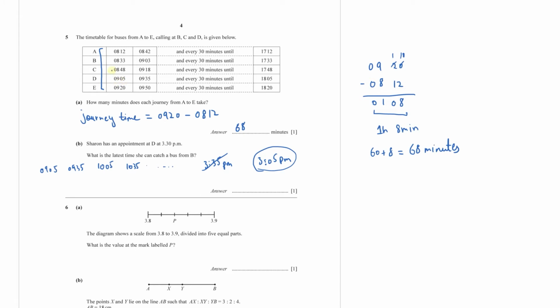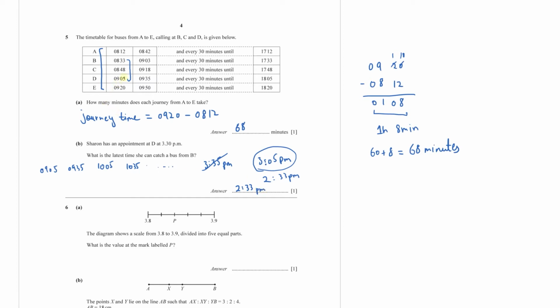at 9:05, it departed B at 8:33, right? So that means the one that's arriving at 3:05 will depart B at 1 hour minus, which is 2:33 p.m. So you can look at the pattern here that the bus that arrives at 9:05 departs B at 8:33. So the one that's arriving at 3:05 will depart B at 2:33 p.m. So your answer here will be 2:33 p.m.